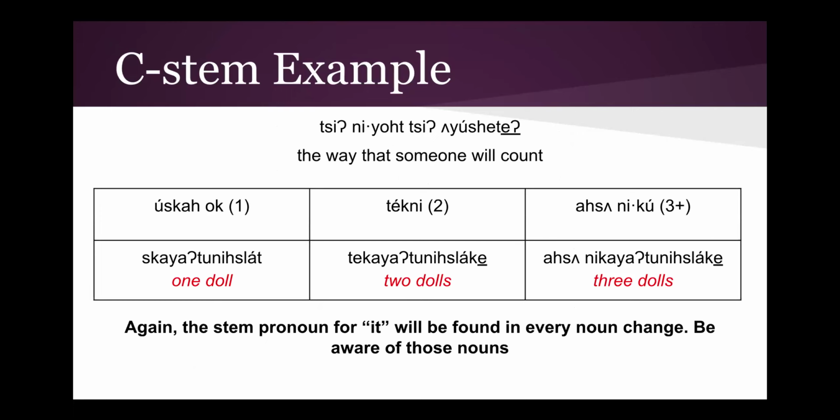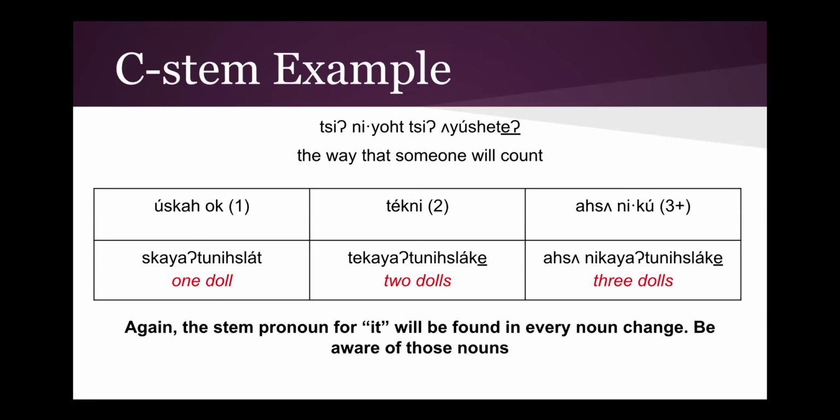Okay, so then we move on to our C-stem example. This is the way someone would count dolls. Skyat dunit slut. Skyat dunit slut is 1 doll.